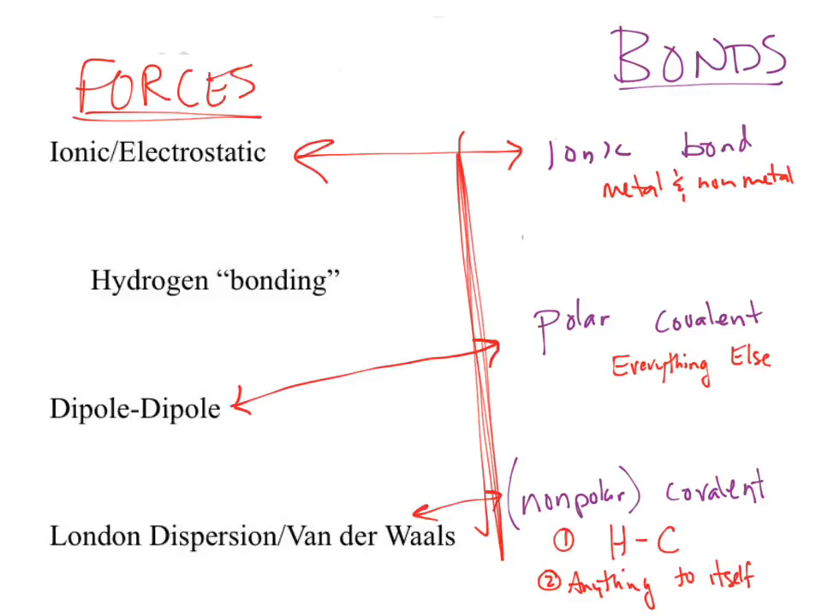Hydrogen bonding is a dipole-dipole force. So if I have a polar covalent bond, I then look to say, oh, I've got a dipole-dipole force. If I now have a dipole-dipole force, do I have the extra rules to say I have hydrogen bonding? What are the extra rules for hydrogen bonding?